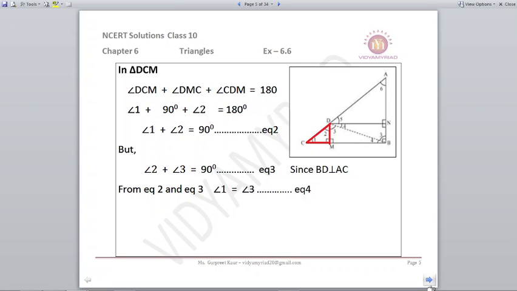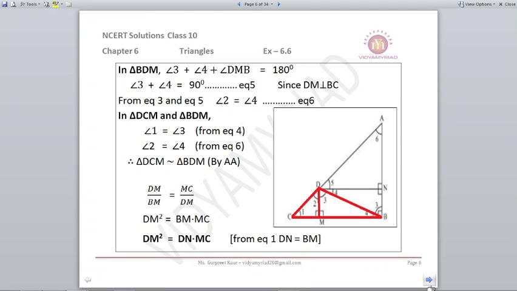Now if we take the triangle DCM and use the angle sum property, we know that the sum of all the angles of a triangle is 180 degrees. So according to this, angle 1 plus angle 2 will be equal to 90 degrees. But in the question we are already told that BD is perpendicular to AC, that means angle 2 plus 3 will be equal to 90 degrees. So if we look at equation number 2 and equation number 3, we come to know that angle 1 will be equal to angle 3.